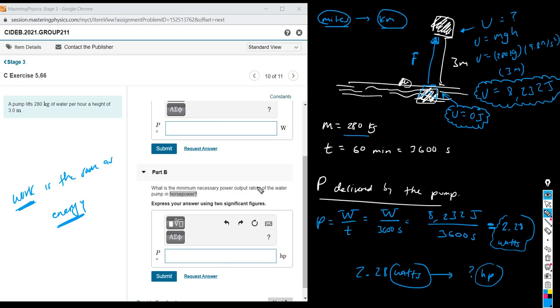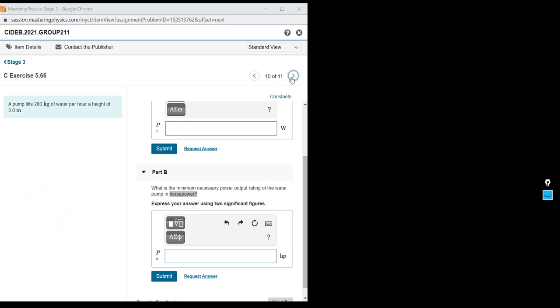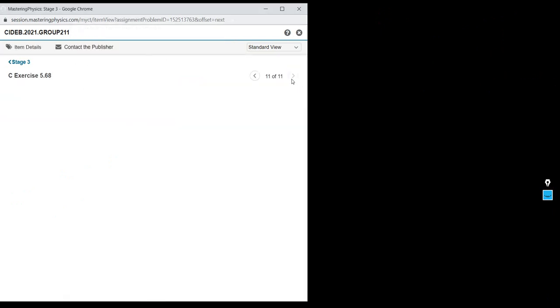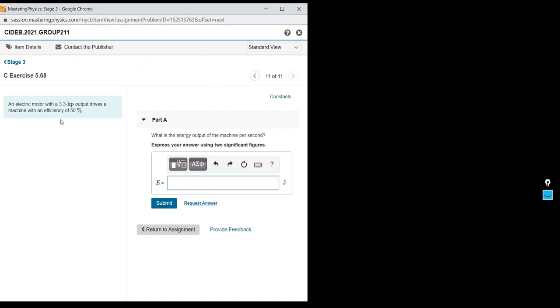Okay, so that was problem 10 for you. And I believe that's it, guys, because the next problem involves an electric motor. Well, no, I need to cancel this one too because we haven't seen anything about efficiency. Let me cancel this problem, guys. And that's it. There will be just 10 problems.